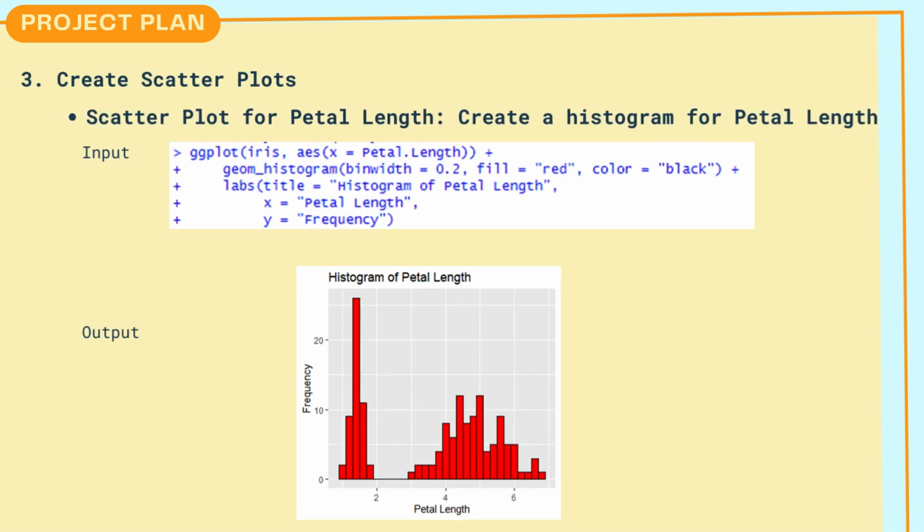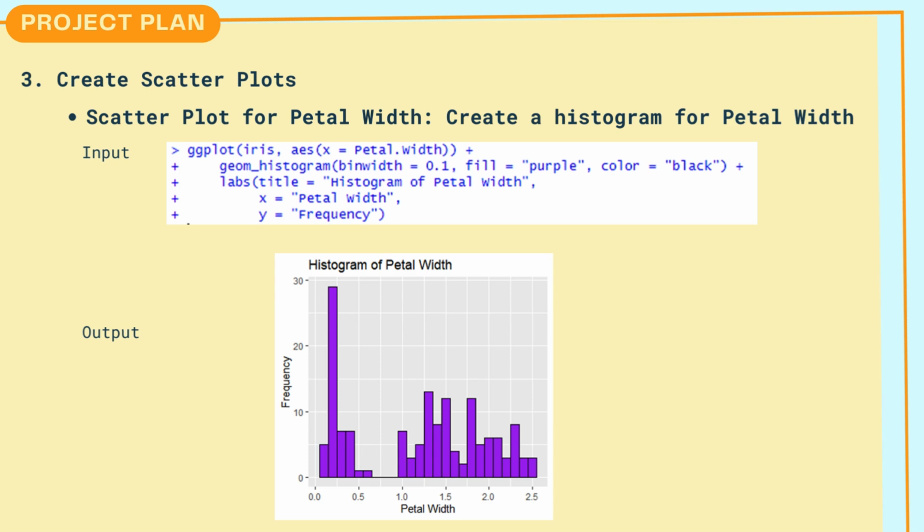Create scatter plots. Scatter plot for petal length. Create a histogram for petal length. You can see the input and output on the screen. Scatter plot for petal width. Create a histogram for petal width. You can see the input and output on the screen.